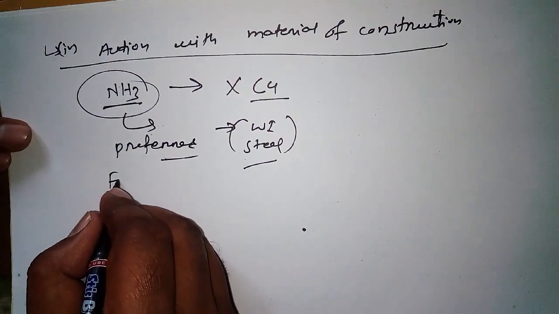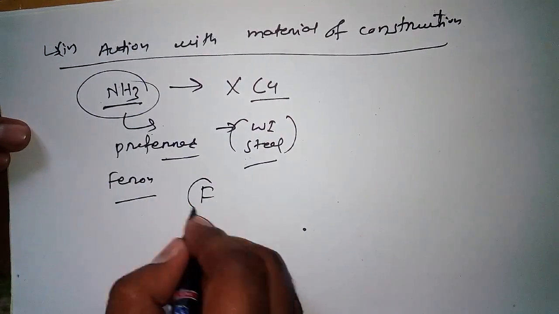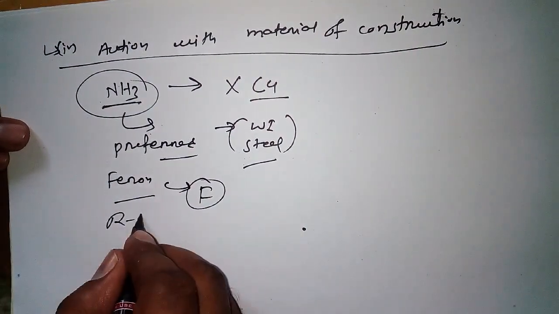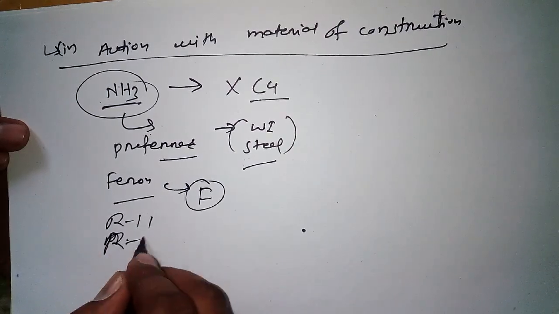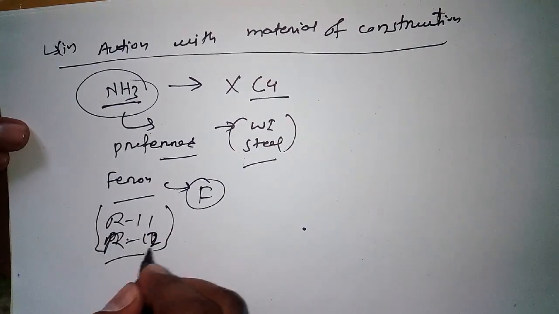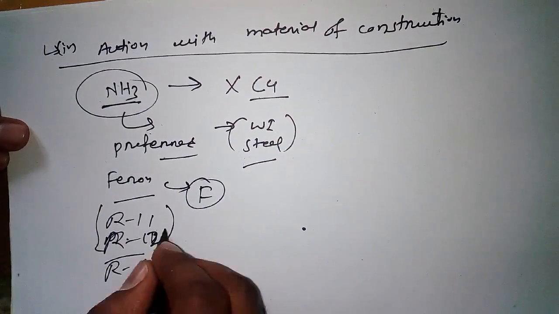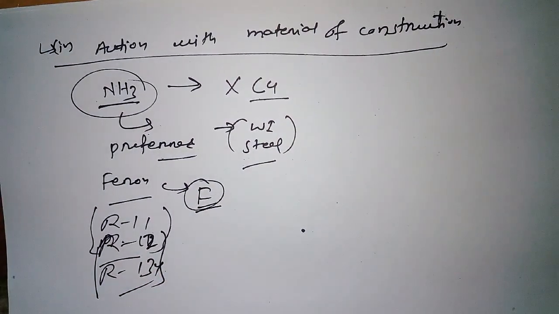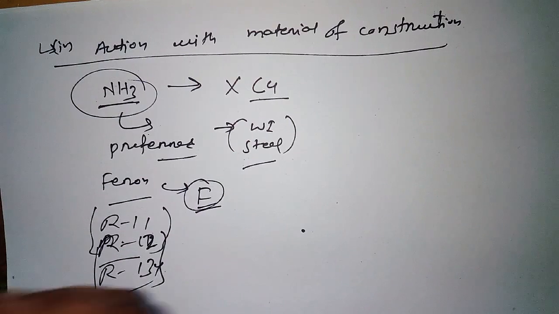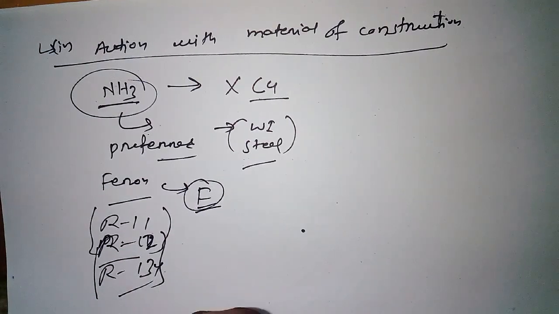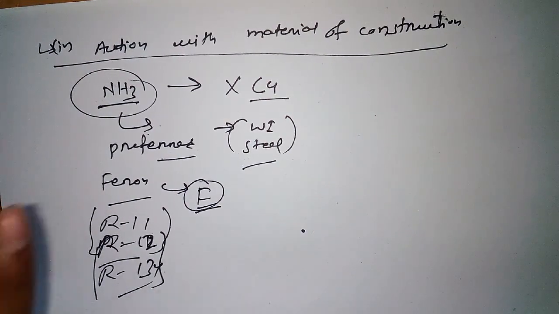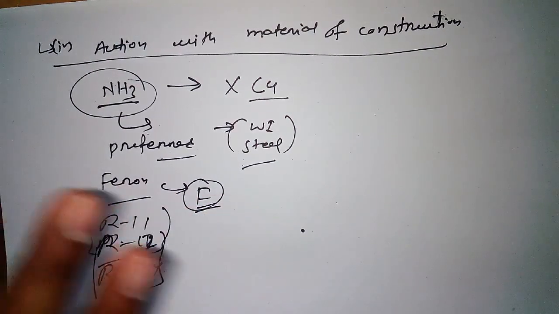If you are using Freon, that means F will be there. R11, R12, R134, all these contain Freon. That means we have to consider it also. I have already shared with you how to convert from R number to chemical name in the case of saturated as well as unsaturated hydrocarbon refrigerants. So watch those videos, you can understand it quite easily, don't worry about that.